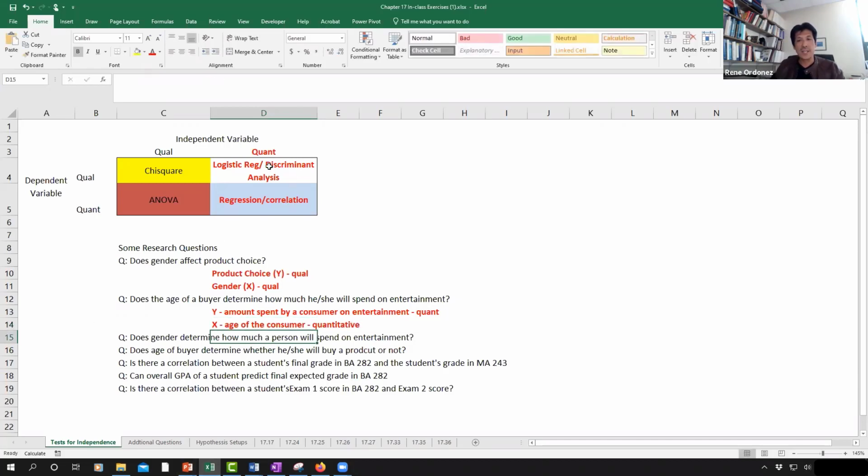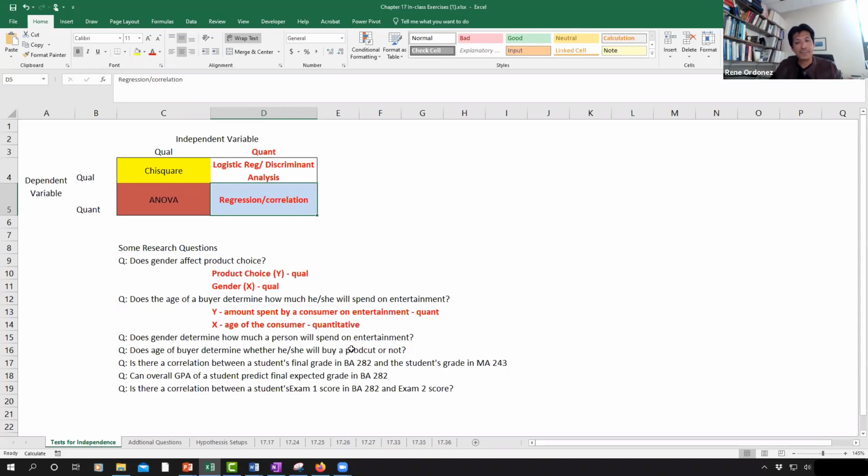So we go to this matrix. The dependent variable is quantitative. The independent variable is also quantitative. The appropriate test or procedure for testing correlation is what we call regression and correlation analysis. That is a topic that we will cover next week and the following week.